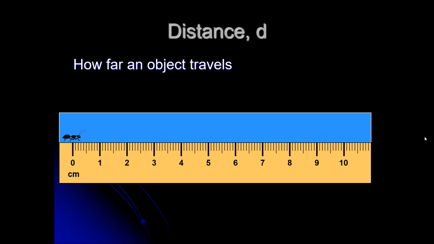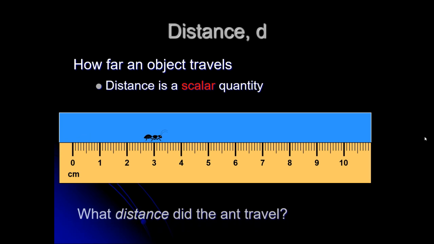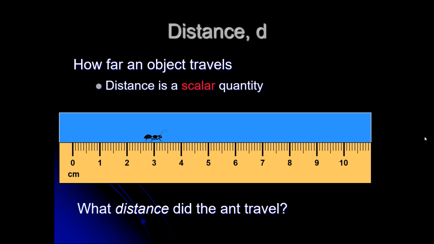Let's look at distance first. Distance is abbreviated with the symbol d, and it is how far an object travels. Distance is a scalar quantity. Remember, that means it does not require a direction to describe it. So when we say we traveled 37 miles to Manhattan, we don't have to worry about which direction we traveled in. If we have our ant standing on the 0 centimeter mark, and it moves over to the 3 centimeter mark, what is the distance that he travels? Seems pretty straightforward, and he travels 3 centimeters.